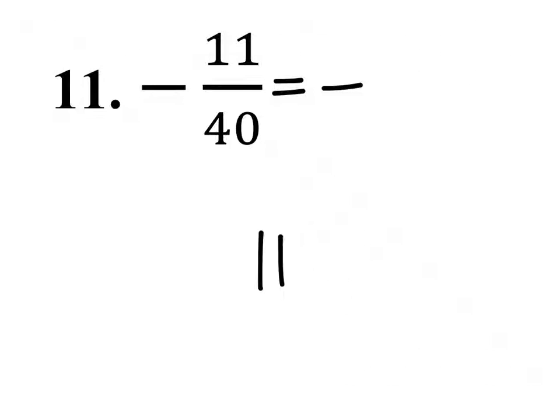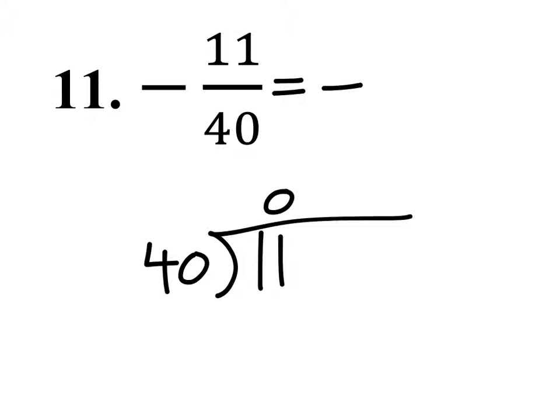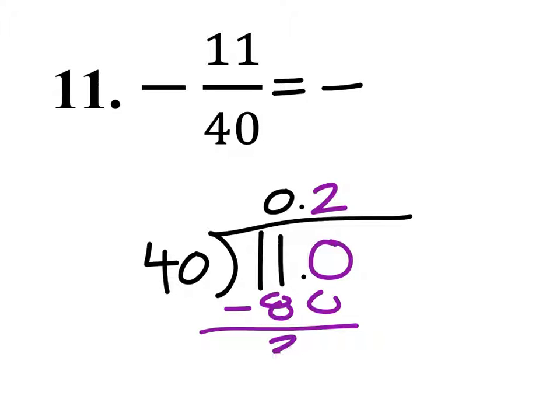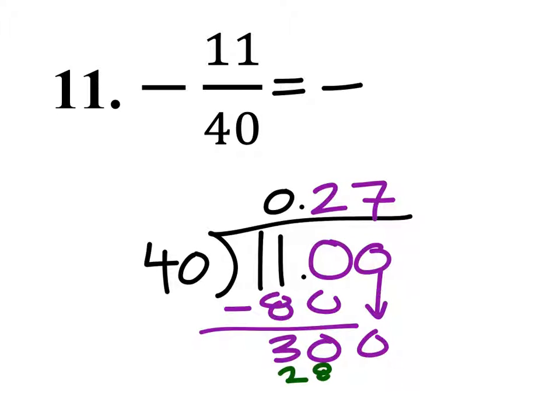And we got 11 divided by 40, which does not go into 11. So we're going to need a 0, right? 40 will go into 110 twice. So we're subtracting 80. And that gives us 30, right? So we're going to have to drop another 0. It will go in, 40 will go into 300 7 times. So 7 times 40 is 280.